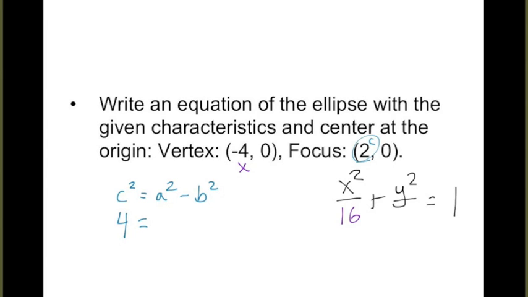A squared is the biggest number in the equation, but we only have one number here. So how can we tell whether 16 is actually going to be the bigger one or whether this other one we haven't found yet is going to be the bigger one? The biggest number is not always under x. It could be under either one.